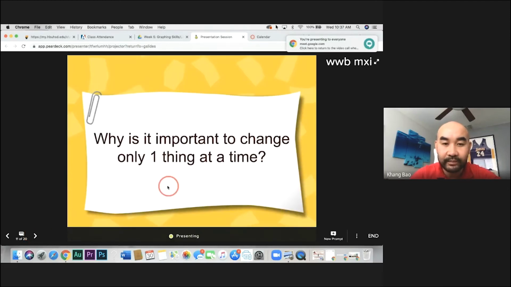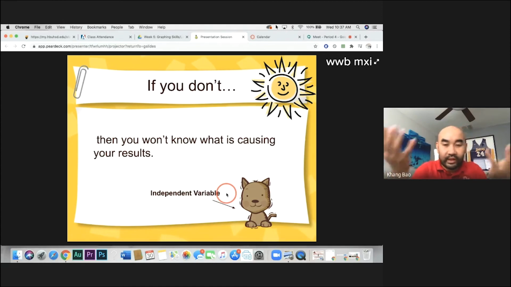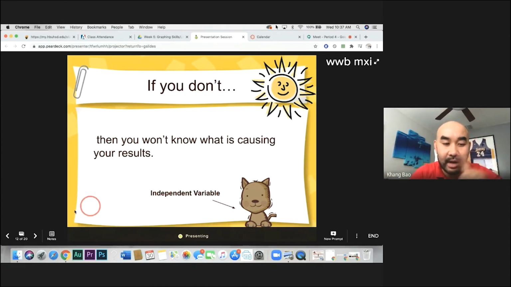Okay, moving on. Why is it important to change only one thing at a time? Well, we said it. If you don't do it, then you won't know what is causing the result, right? If you have too many independent variables, too many changes, then you wouldn't know what is the reason, right? So you want to keep only one. So keep that in mind, okay? Because you guys are going to be good scientists, so you know how to do science.